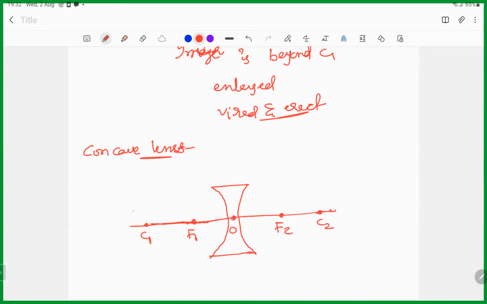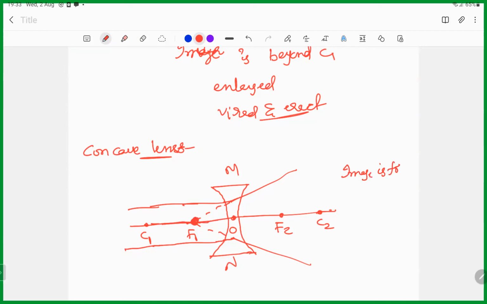So for the parallel case, what will happen? Infinity means the rays are coming parallel, then they seem to be coming from here. Okay, this is the diagram, right? M N. It's virtual, right? So the image is formed at F1, not F2, F1. So it's virtual, erect, and highly diminished.